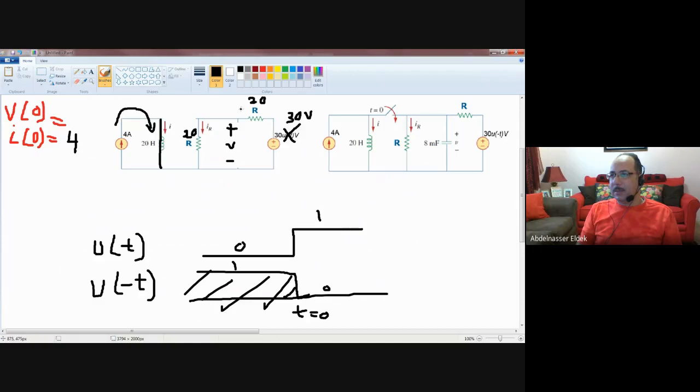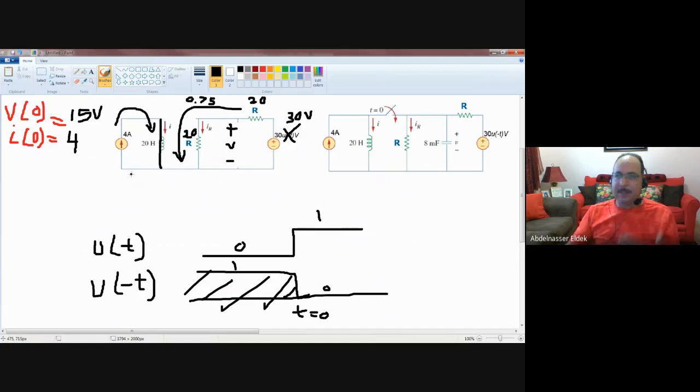Of course, this equals the current times 20. The current is 30 divided by 20 plus 20, which is 40. 30 divided by 40, which is 3/4, 0.75. And if you want to calculate V, it will be the current times 20, which is 15 volt. So this is just 15 volt.